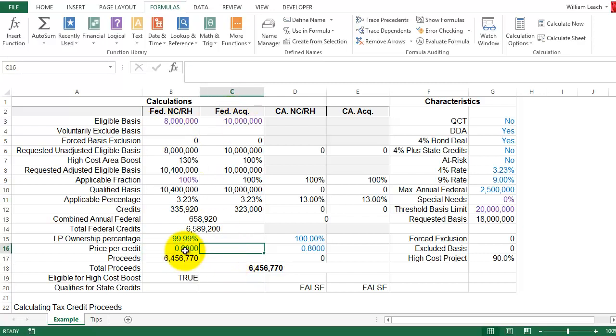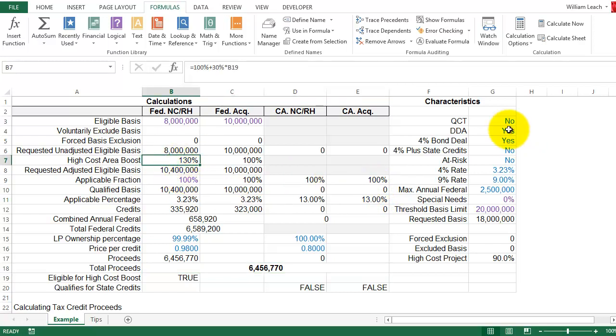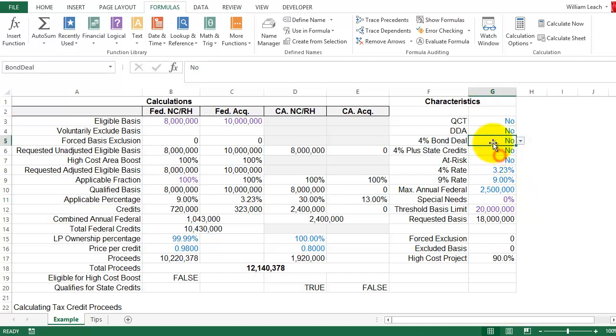Okay, with these assumptions, we don't get any state credits because we're getting the boost and because we're a 4% deal. But with these assumptions, we're going to generate $6.4 million of tax credit proceeds. All right, now let's look at a scenario where we're a 9% transaction and we're not in a DDA and we don't get the boost. So let's say, no, we're not in a DDA, we're not in a QCT, we're not a bond deal either, we're a 9% deal, and we're not competing for 4% plus state.